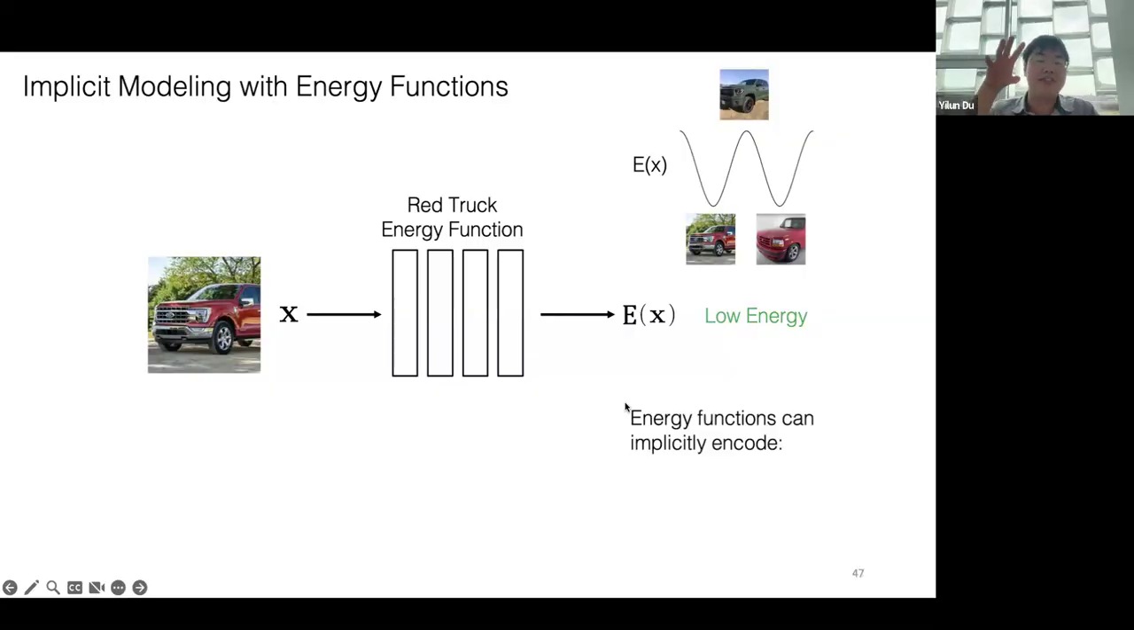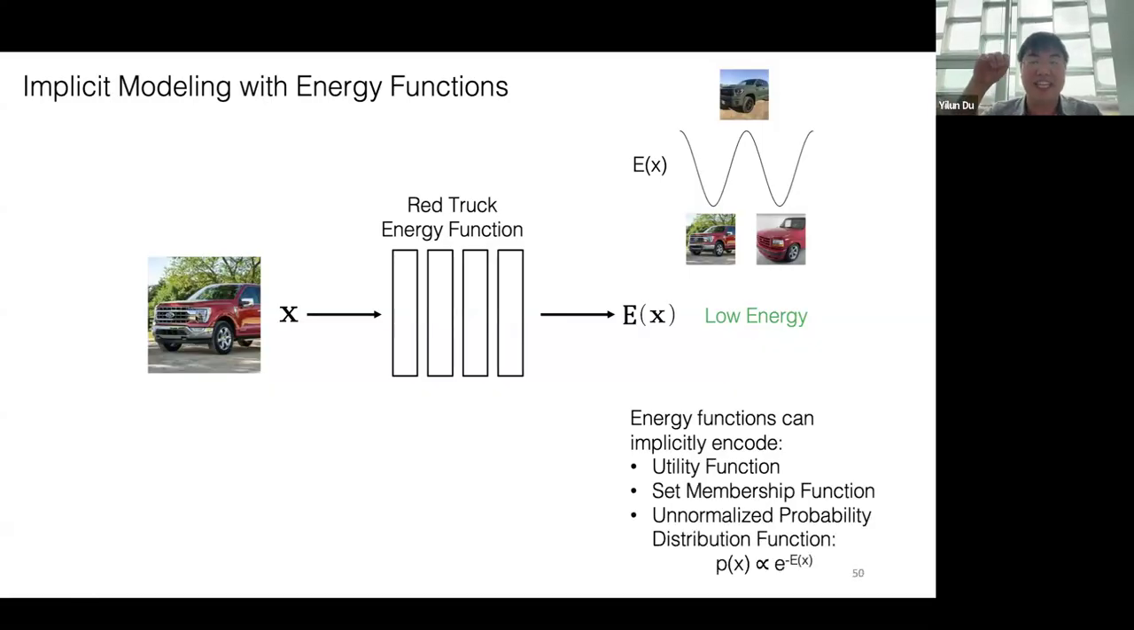And once you have this energy function, it can implicitly encode a lot of different things. On one hand, it can encode some type of utility, similar to the example I talked about at the beginning of the talk. The energy function can also encode whether you're inside a set or not. And finally, this energy function can encode any type of probability distribution you care about.